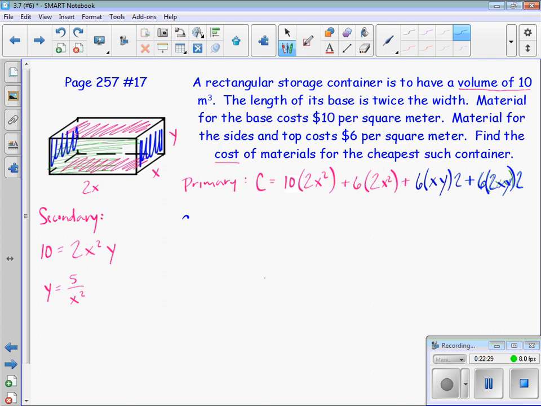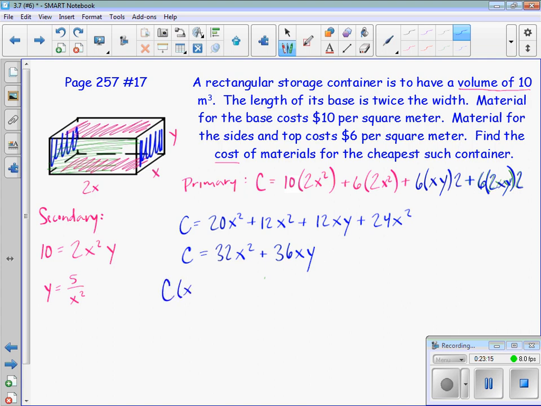Okay, so let's clean up the cost here, and then we'll plug our secondary in. So our cost here would be 20x squared plus 12x squared, and we can combine those in the next step, plus, is this 12xy, and what's the other one? 24xy. And I would combine those together before I actually plug it in, just to get it as clean as possible. So I have a total of 32x squared and 36xy. And then you're going to plug this in for the y and solve.